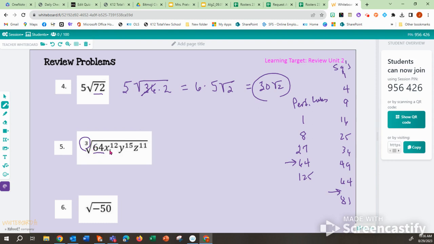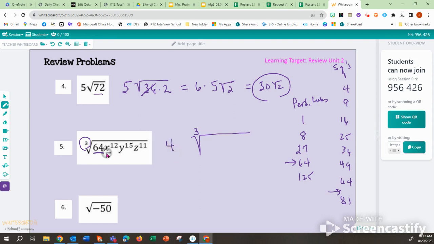So let's see if we can do this one in one step. I probably need a little bit more room here, because I'm going to have some things that are going to go on the outside. All right, let's start with a 64. And also remember to put your 3 on your radical, because if you don't, you're going to leave the 3 off and it's going to be a square root. 64 is a perfect cube. The cube root of 64 is 4 because 4 times 4 times 4 is 64. So 4 is going to come out.